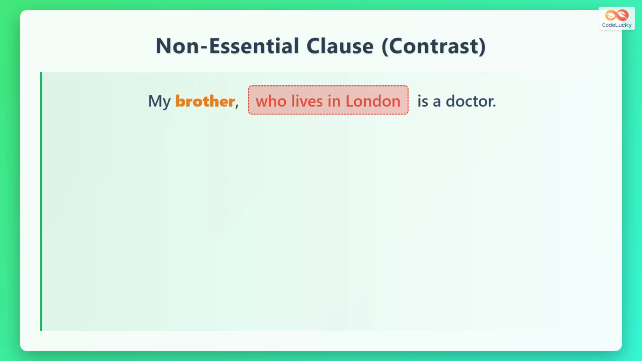Now compare with non-essential. My brother, who lives in London, is a doctor. Commas surround "who lives in London" because this adds extra information. The sentence still makes sense without it.